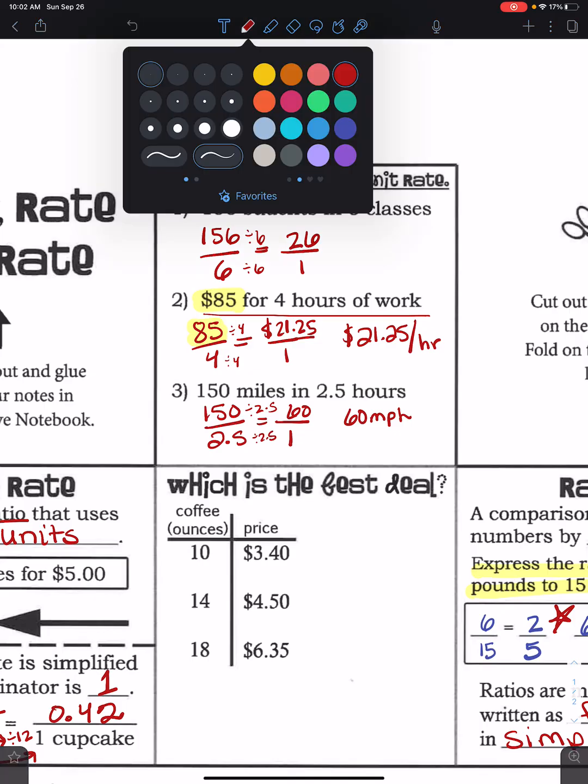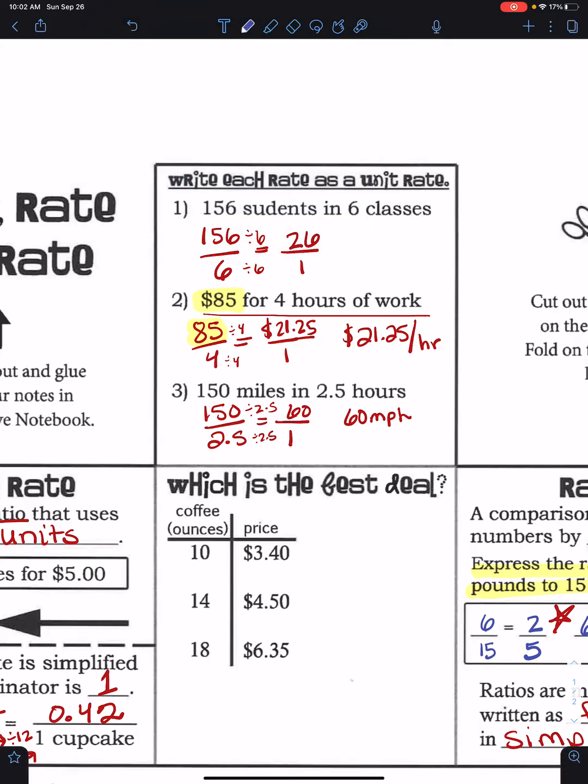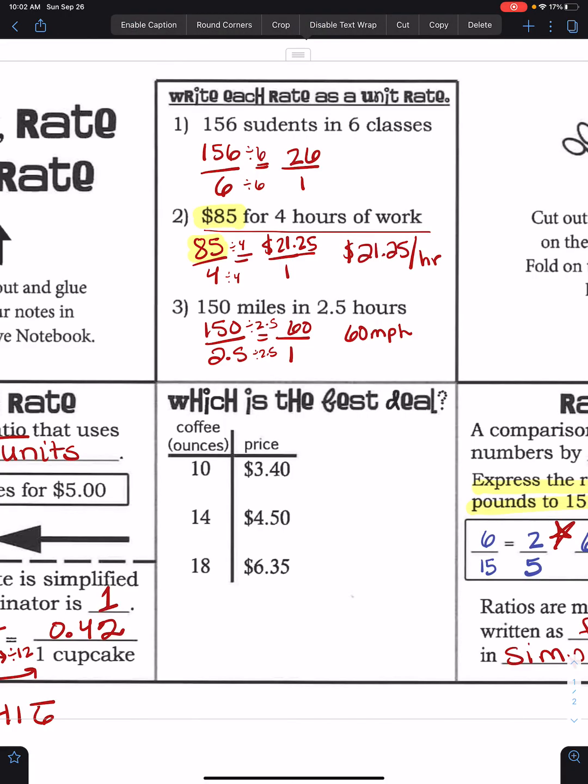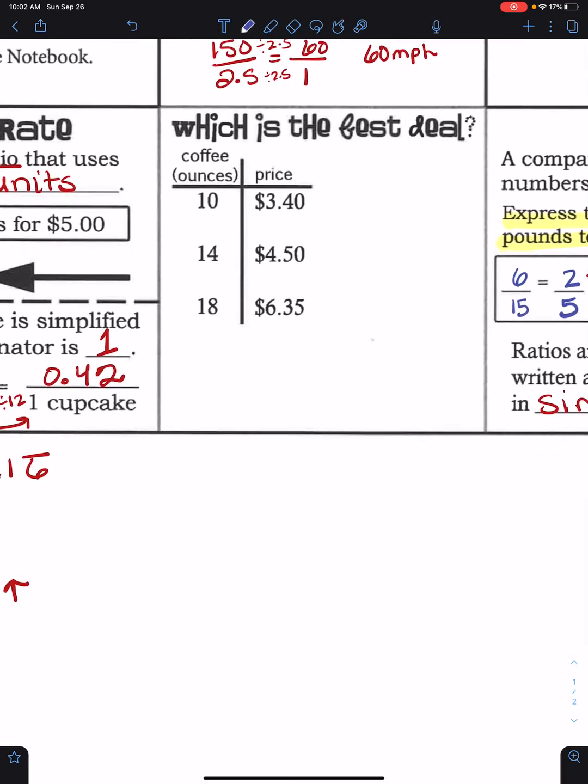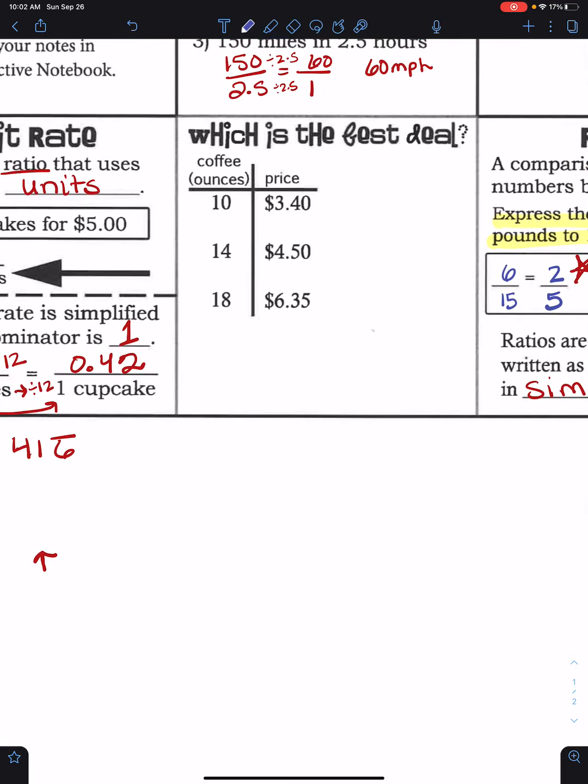All right, the last section in our notes is asking us which is the best deal. So to find out if you have the same product priced differently for different amounts, you can find the best deal by using unit rate. So we can say for a 10-ounce coffee, that's $3.40. Remember, we're always putting the money over how much we get, the quantity. So we're going to check all of these out.